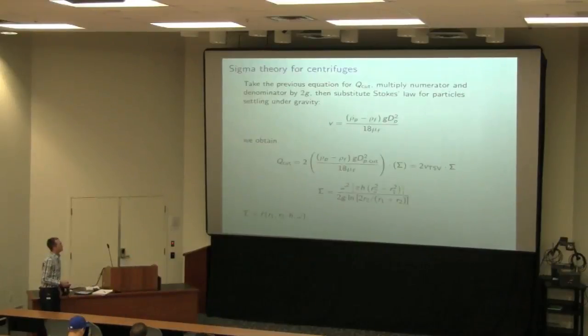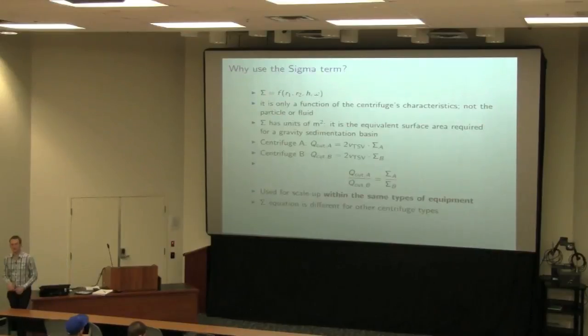Then, if we apply this idea of multiplying and dividing that equation by 2g, we realize that one of the terms factors out to be Stokes' law for particles settling under gravity, which, just as a recap from the previous slides, is that term over there. So simplifying this a bit, we get Q cut is equal to 2 times the terminal settling velocity under gravity multiplied by sigma, where sigma is that term over there. And the nice thing about sigma is it's a pure function of the geometry of the centrifuge. Nothing else. It's how we operate the centrifuge, omega, and the geometry, height, R2 and R1. Which is why it's so useful for scale-up.